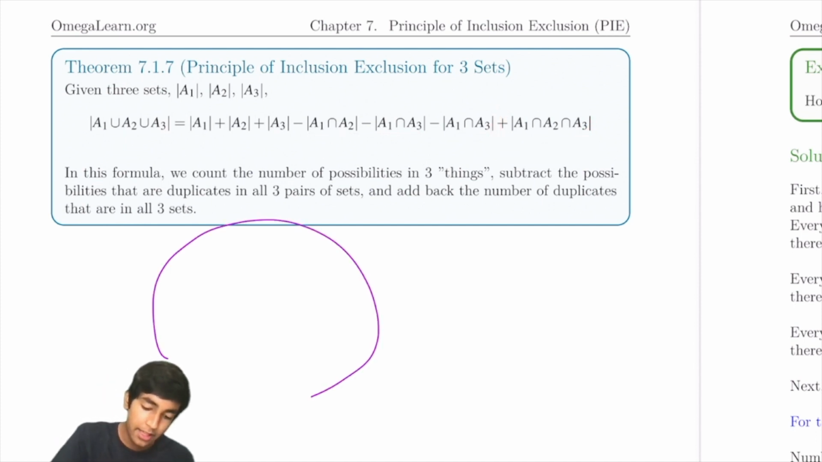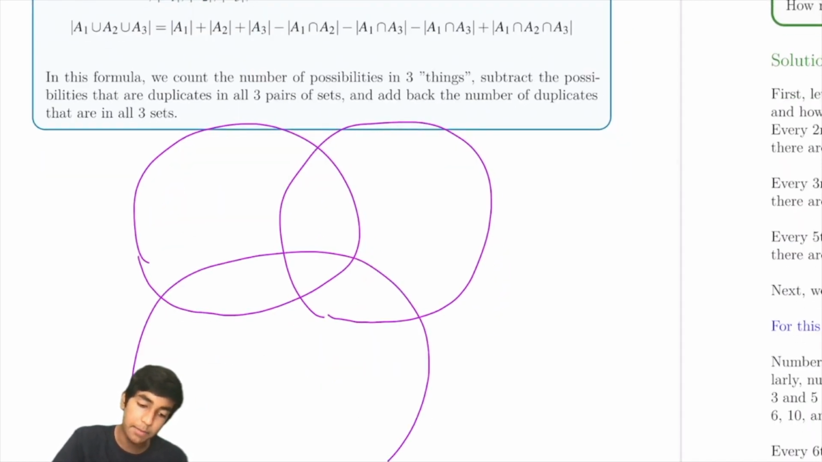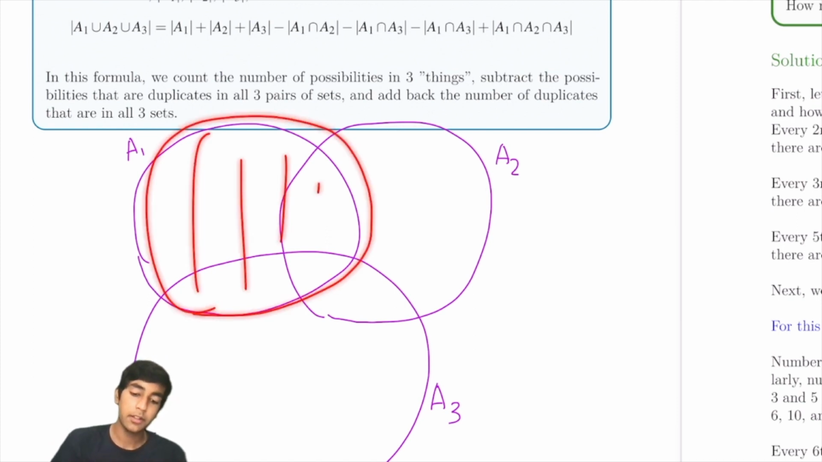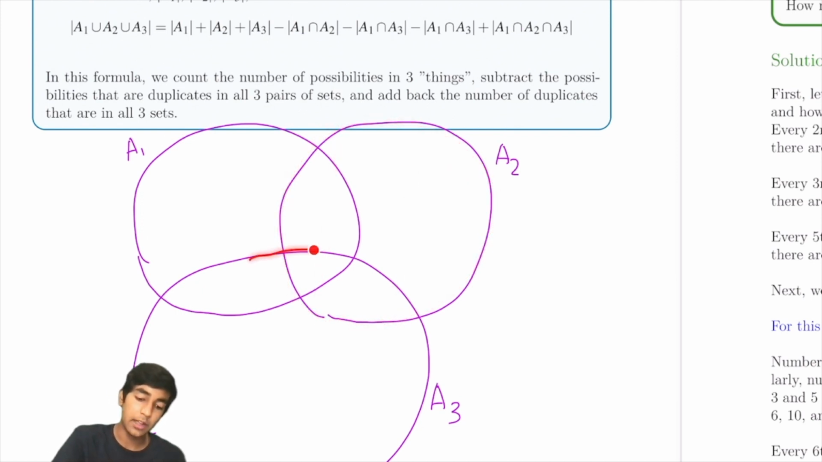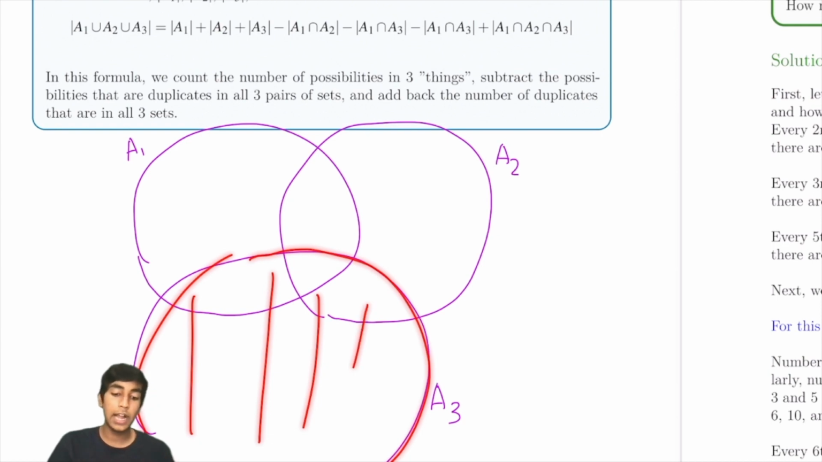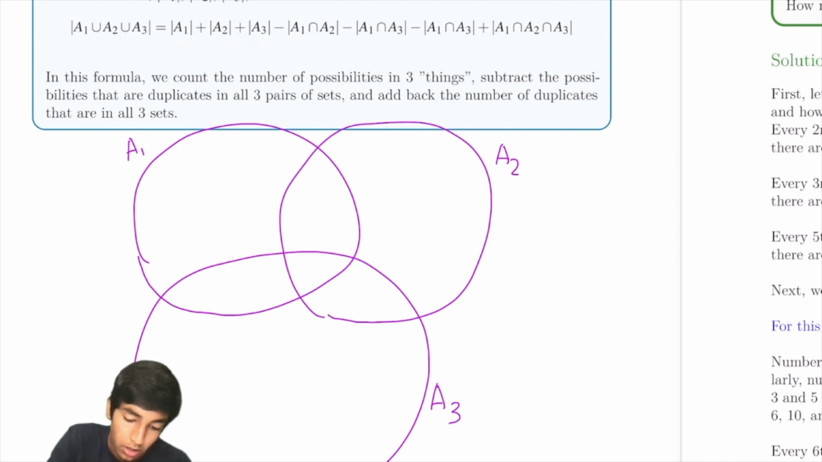To intuitively understand this, let's draw a Venn diagram. Got a 3 Venn diagram here. So let's say this is A1, A2, and A3. Okay? So this represents all the possibilities where A1 works. This represents all the possibilities where A2 works, and this A3. So if we're trying to find all the possibilities within this Venn diagram, we just add up A1, A2, A3. We're overcounting the regions in the middle. So we're overcounting this, we're overcounting this, and this.